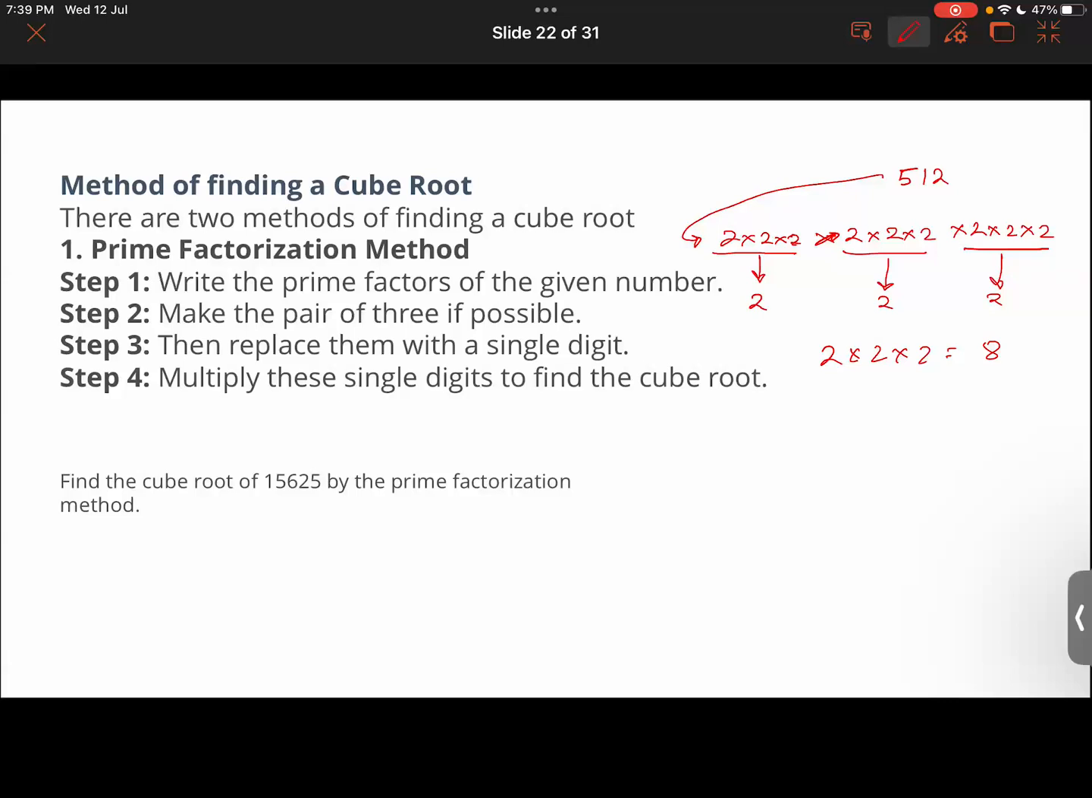For example, take this number 15625. Its cube root can also be found using the prime factorization method. So take your time and solve this one. Then we will move ahead. All right, guys.